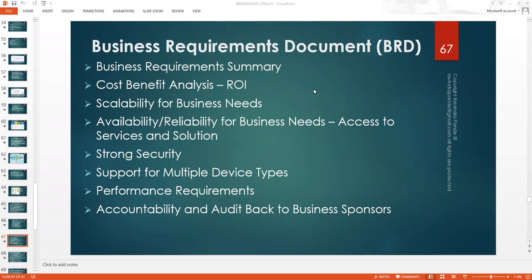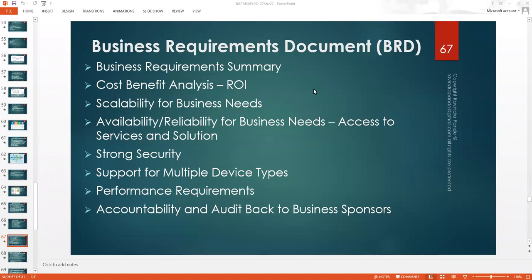Accountability and audit back to the business sponsor, so that for the software we develop, the solution we provide, and the services we give, the business people are able to audit and account for the spending. So we provide audit artifacts, like minutes of meeting, decision analysis in Excel, a fishbone diagram, a use case diagram. This way we provide audit artifacts for every decision we take, and that's why the business sponsor will work with us. And these are all included in the BRD. Does that make sense? Does anybody have any confusion on BRD?